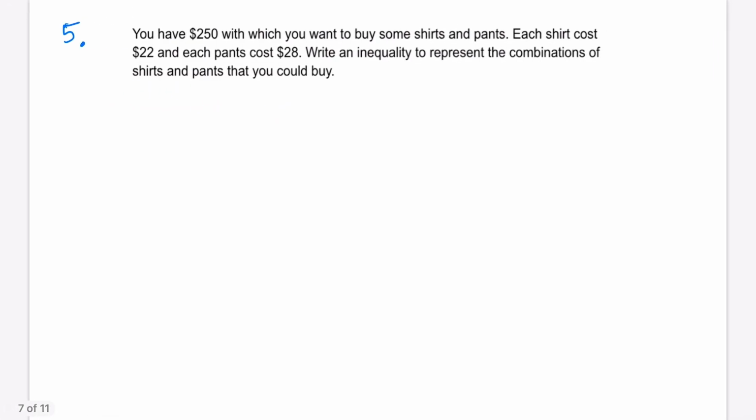Alright folks, next problem. You have $250 with which you want to buy some shirts and pants. Each shirt costs $22, and each pants costs $28. Write an inequality to represent the combination of shirts and pants that you could buy. So you have $250. You can spend up to $250.